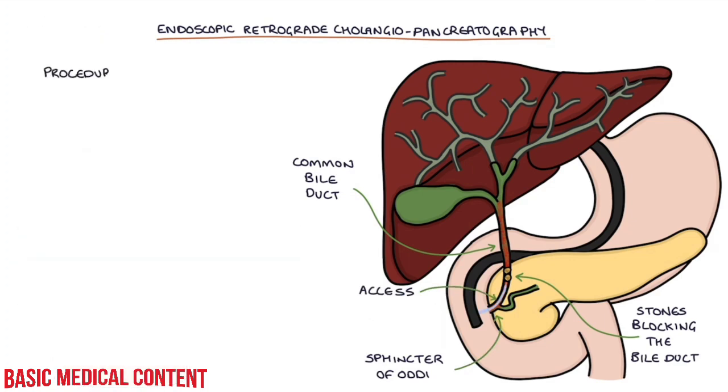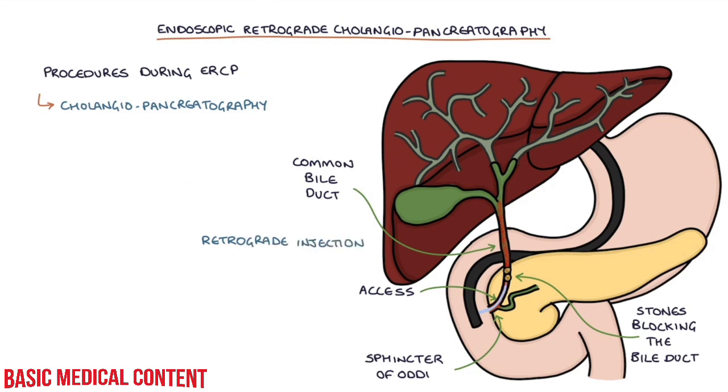A number of procedures can be performed during the ERCP. Cholangiopancreatography involves a retrograde injection of contrast into the duct through the sphincter of Oddi and then taking images to visualize the biliary system. This will give an outline of any stones that are blocking the duct and tell you where there's any problems in the biliary system.